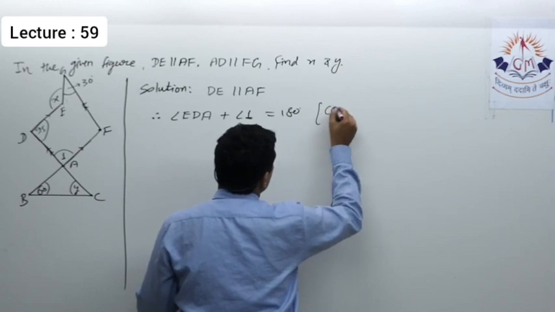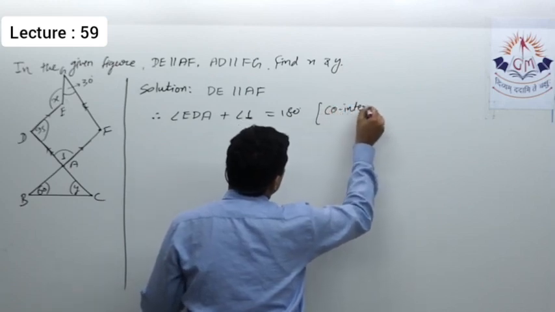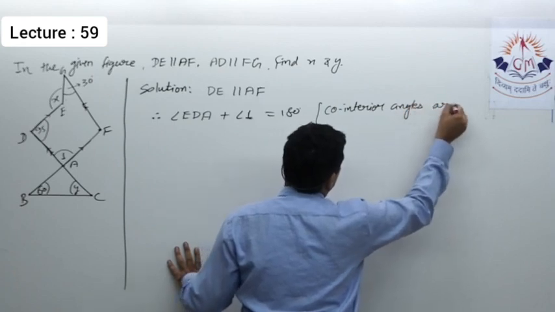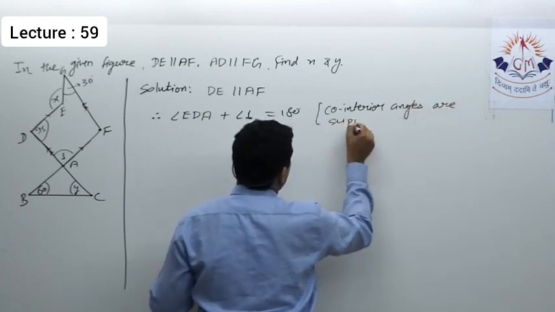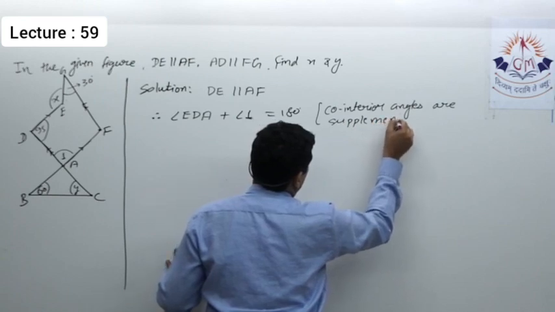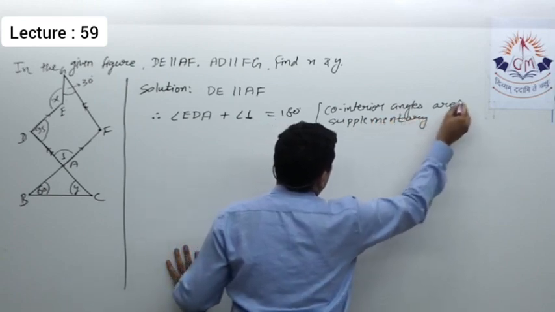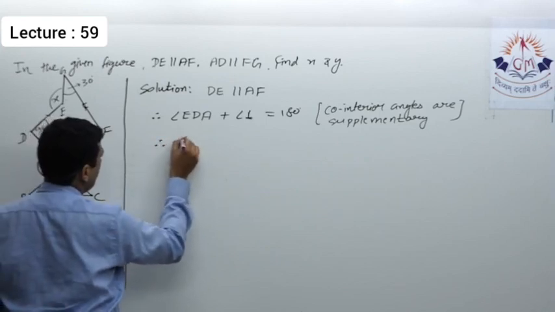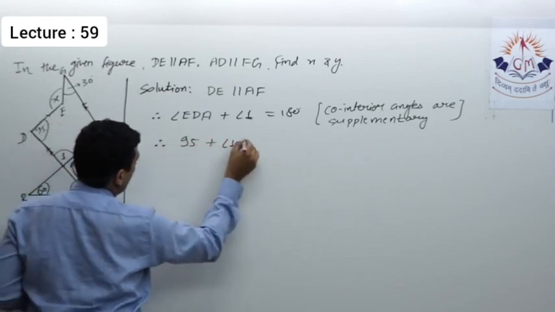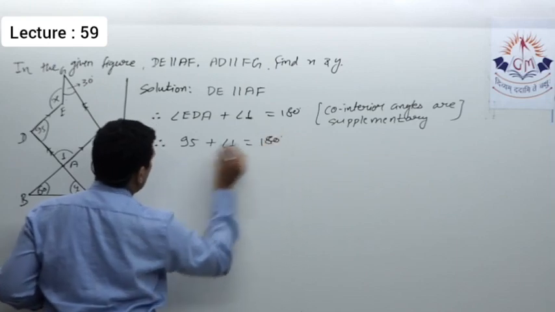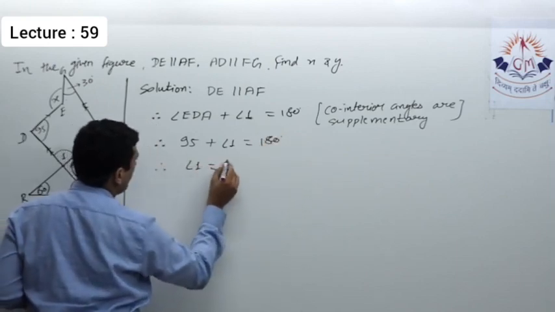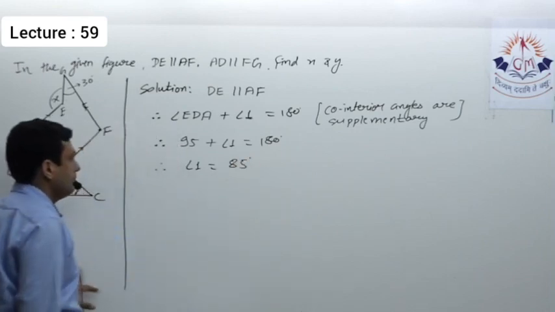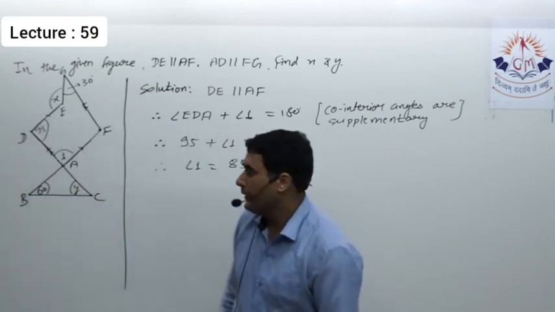Reason: co-interior angles are supplementary. Okay, now EDA is given 95, plus angle 1 equal to 180. So I can say angle 1 is equal to 85 degrees. Okay, here I got the measure of angle 1.